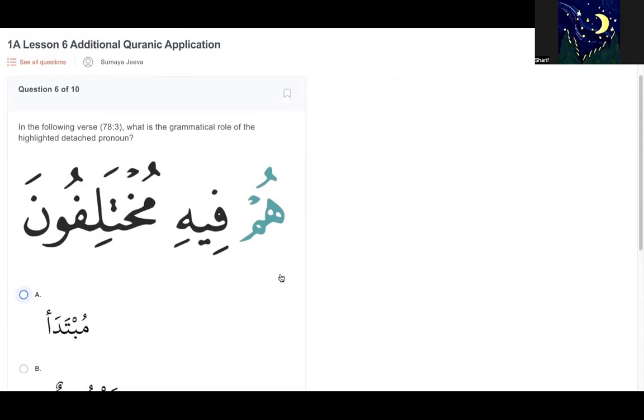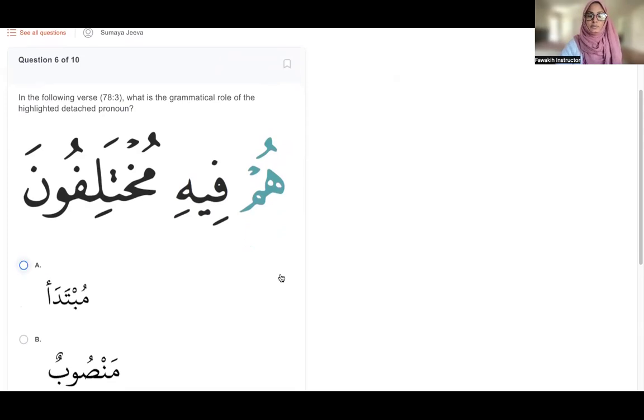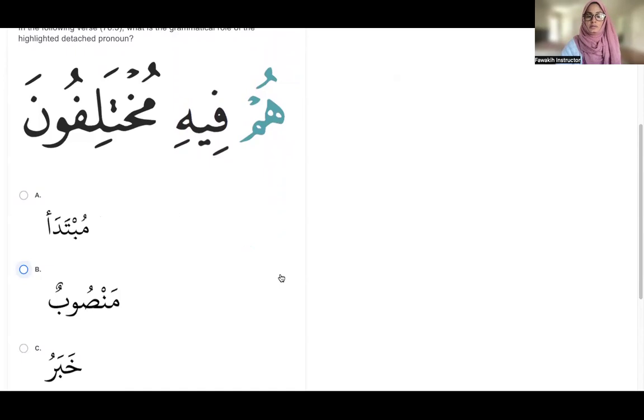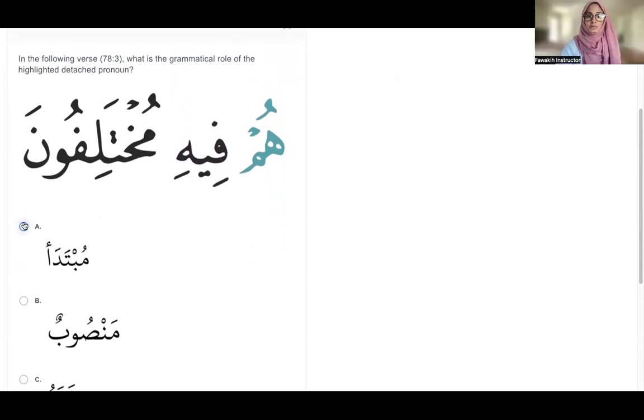Okay. In the following verse, what is the grammatical role of the highlighted detached pronoun? Hum fihi mukhtalifun. مبتدأ. A, yes, hum fihi mukhtalifun.